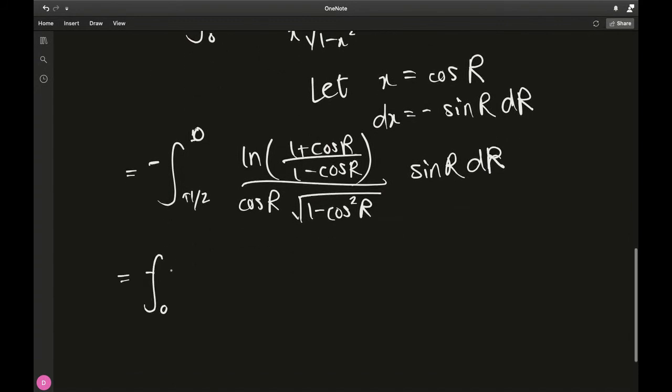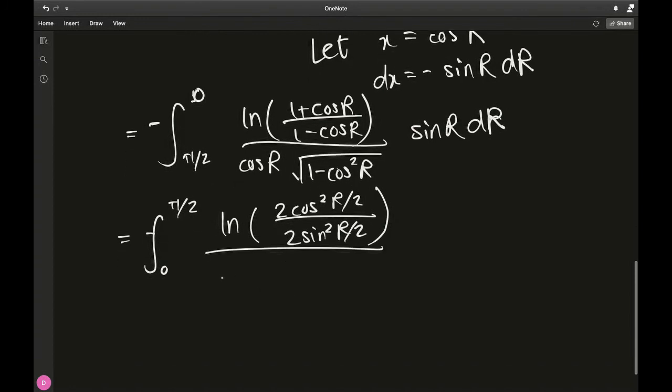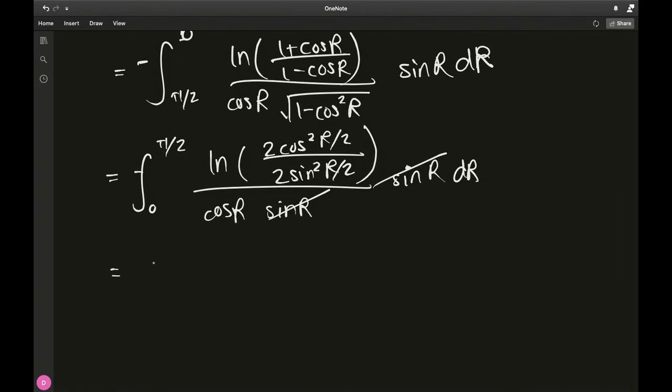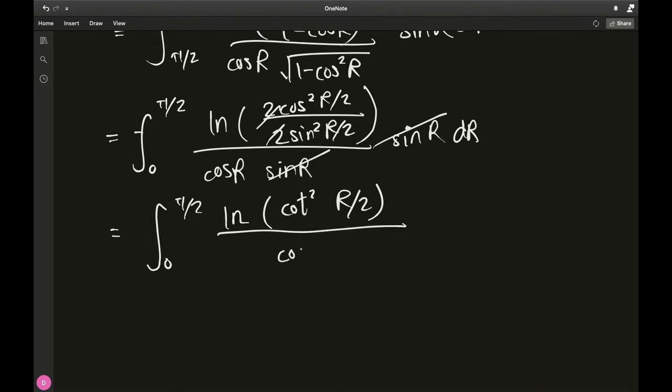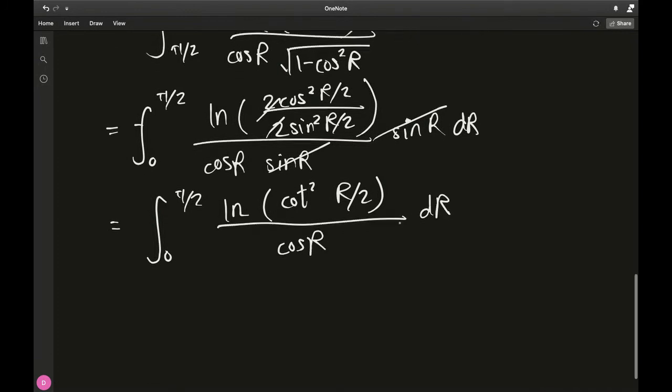Now using the negative to correct this order of integration, and then using the half angle formula, we have 2 cosine squared R over 2 divided by 2 sine squared R over 2. We have a cosine R here, and by square identity is a sine R here and a sine R dr on top. So the sine R's will cancel off. Over here we have integral from 0 to pi over 2. Natural log, 2 cancels off. Natural log of cotangent squared R over 2 divided by cosine R dr.